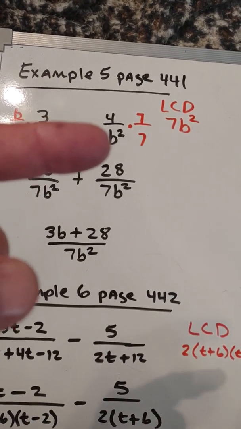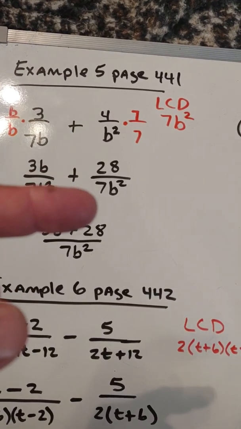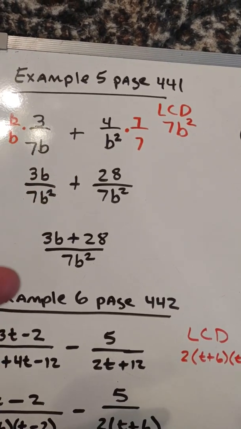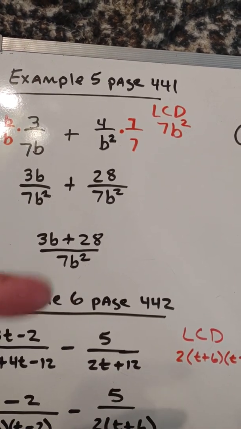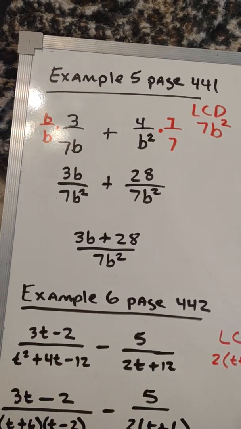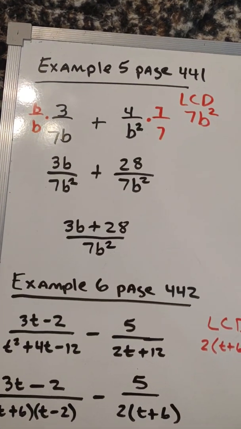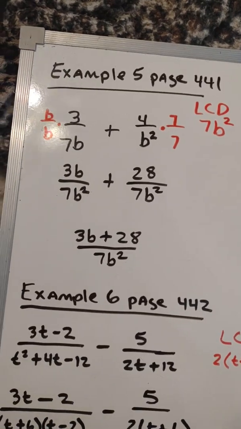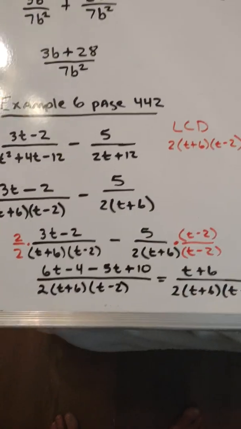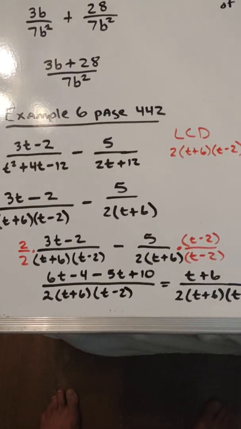4 over b squared times 7 over 7 gives me 28 over 7b squared. So I end up with my final answer of 3b plus 28 over 7b squared. Same principle as adding fractions that are numbers. You just got to get the least common denominator. Here's example 6 on page 442.